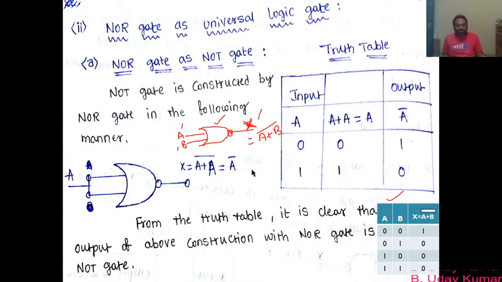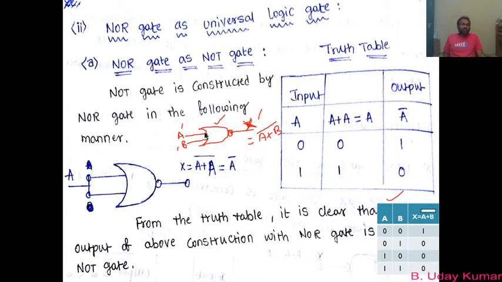Anyway, this is the truth table of the NOR gate, and this is the circuit symbol of the NOR gate, and this is the output whose logical equation I can write as (A plus B) bar, and the inputs are taken as A and B. So this is in brief about the NOR gate, right?